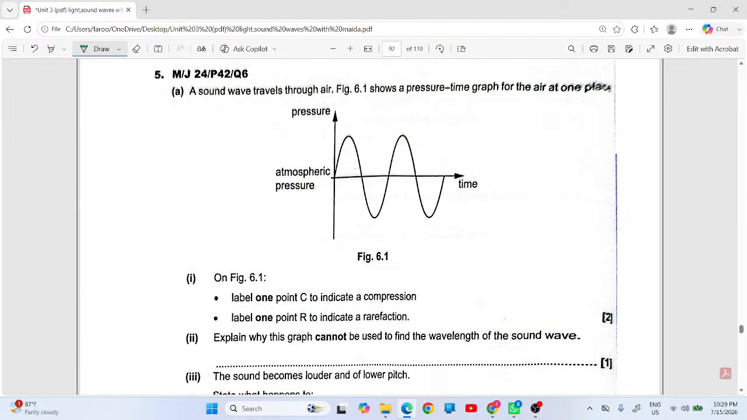Question number 5. A sound wave travels through air. Figure 6.1 shows a pressure-time graph of the air at one place. On figure 6.1, label one point C to indicate a compression, one point R to indicate a rarefaction. If you remember, sound waves are longitudinal. Where pressure is maximum there is compression, where minimum there is rarefaction.